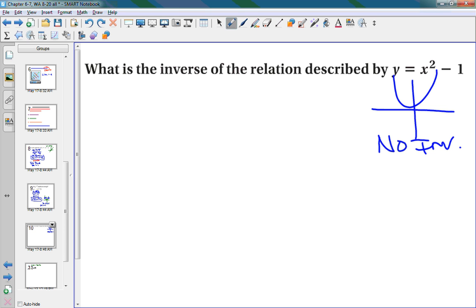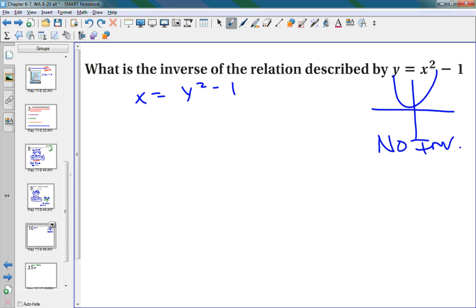So step 1, do I have f of x notation? Absolutely not. So step 2, replace y and x, swap them out. So x equals y squared minus 1. It doesn't matter what form it is in. I don't care if x and y are on the same side. All it's saying to do is to swap x and y. Wherever there's an x, put a y. Wherever there's a y, put an x.